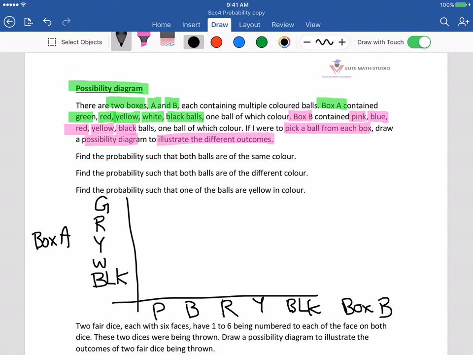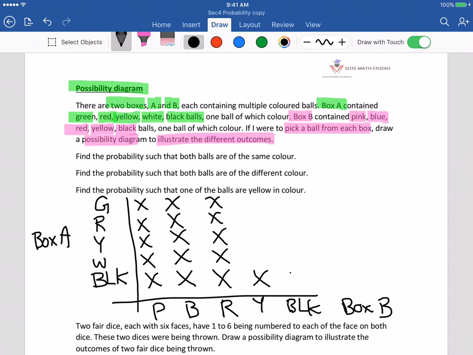Next step, you can put crosses like that, cross, cross, cross, for all the different combinations. We're going to cross all the different combinations out, and then we're going to make use of this diagram to help us solve this. Let's try the first question.